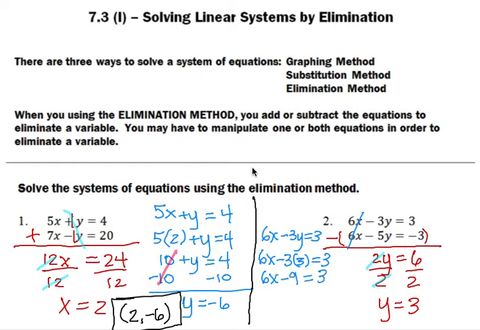And now I need to solve this for x. So I'm going to add 9 to both sides. So these will cancel out, telling me that 6x is equal to 12. And then if I divide both sides by 6, I find out that x is equal to 2. So that means my solution, my point of intersection, x comma y, make sure you keep them in that order, is 2 comma 3.